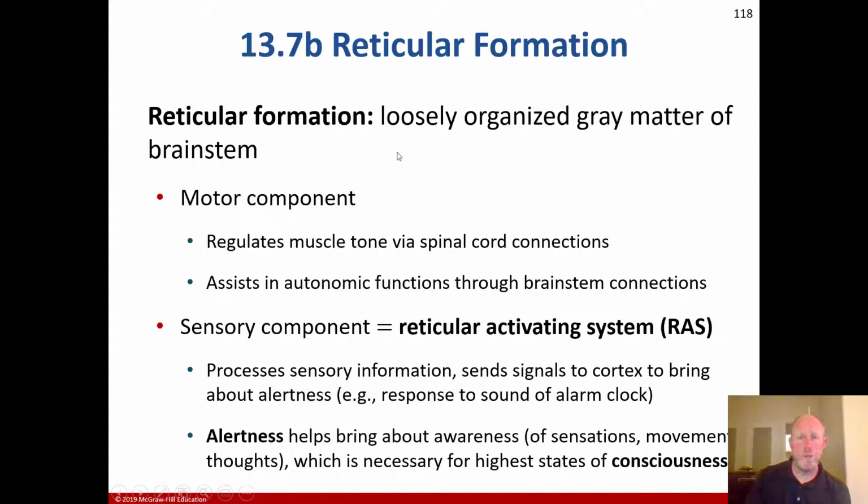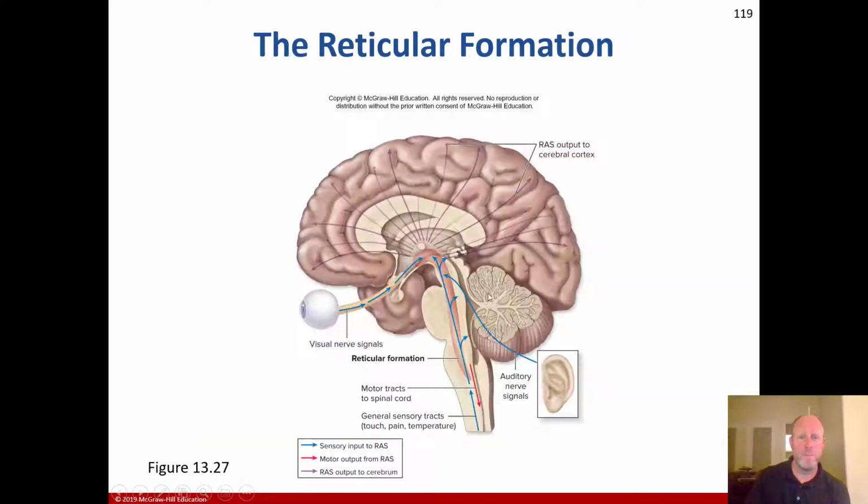For reticular formation, it's loosely organized gray matter of the brainstem. The motor component regulates muscle tone via spinal cord connections. It assists in autonomic functions through the brainstem connections. The sensory component is the reticular activating system. It processes sensory information and sends signals to the cortex to bring about alertness, like response to the sound of an alarm clock. Alertness helps bring about awareness of sensations, movements, and thoughts, which is necessary for higher states of consciousness.